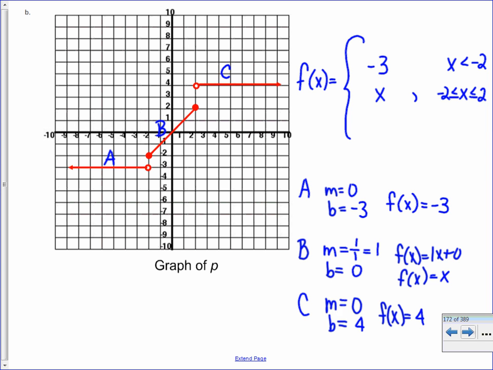And when I take a look at component C, I have f of x is equal to 4. And again, my domain is restricted where x is greater than 2. And this is a function. If I take any vertical line, it will definitely pass my vertical line test because at the points that I have to be concerned about, I have an open and a closed circle. So I will definitely pass my vertical line test.